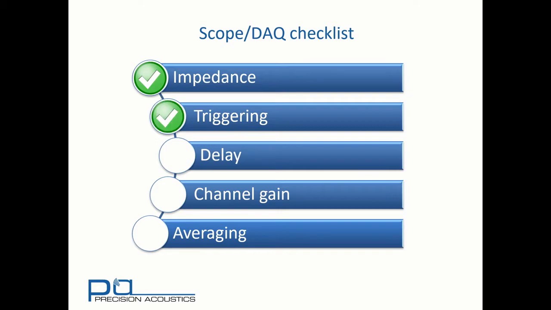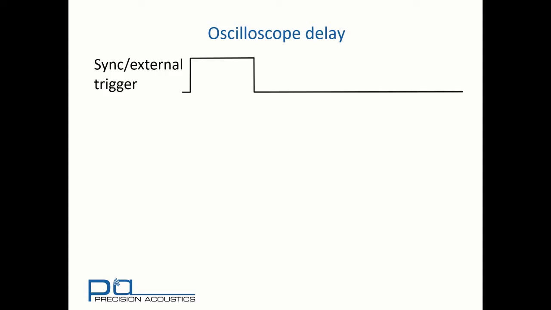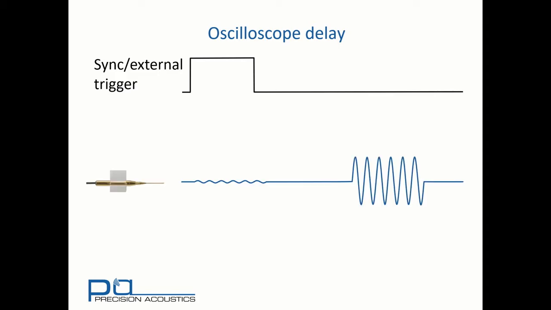Okay, we've now covered triggering. Now let's look at oscilloscope delay. Using the same external trigger signal that we considered previously, and looking in a little more detail at that received hydrophone signal, we can see there's a propagation delay between the start of the synchronization signal and the onset of the acoustic signal.